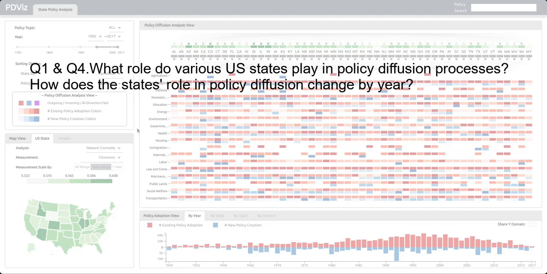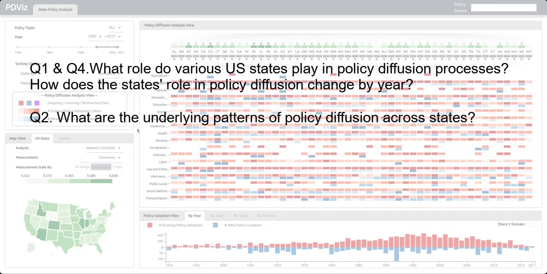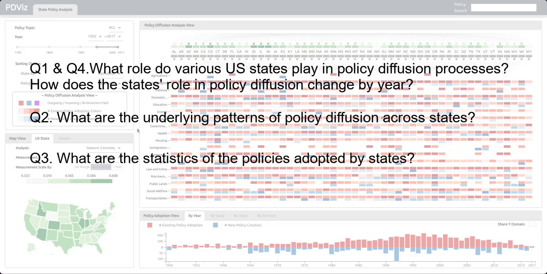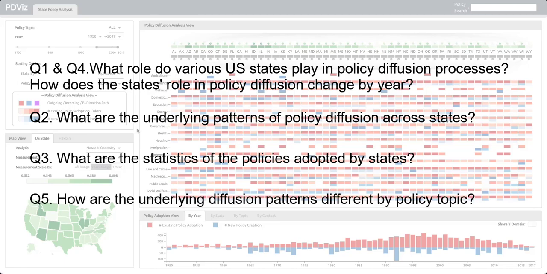What role do various U.S. states play in policy diffusion processes? How do the states' roles in policy diffusion change by year? What are the underlying patterns of policy diffusion across states? What are the statistics of the policies adopted by states? And how are the underlying diffusion patterns different by policy topic?